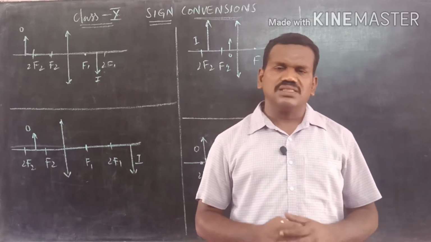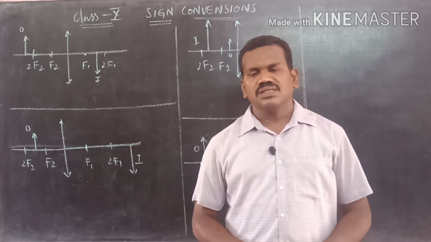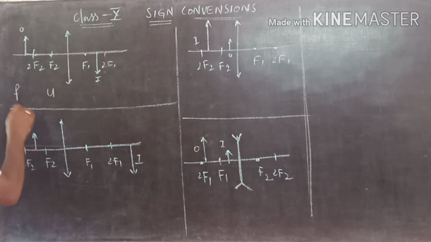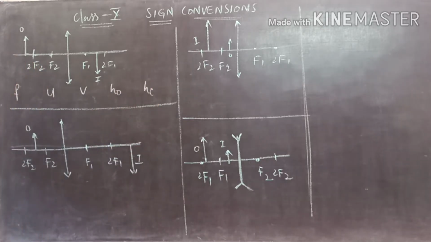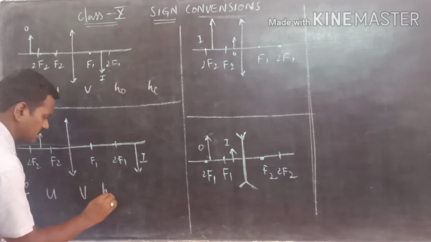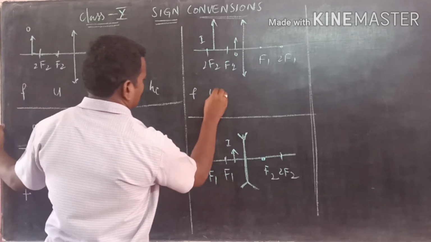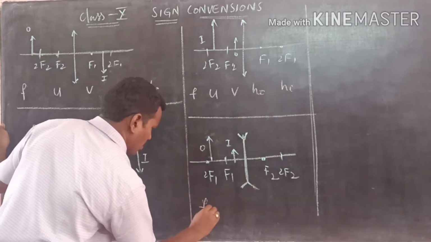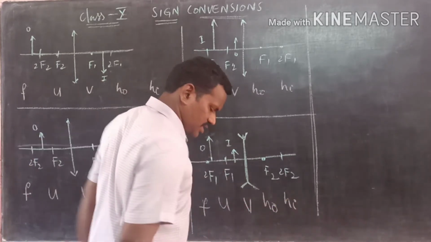Let us discuss what the sign conventions are. Before that, we should introduce some terminologies: focal length, object distance, image distance, height of the object, and height of the image.